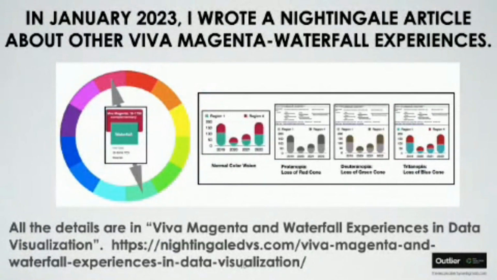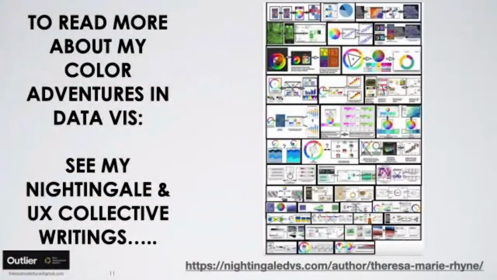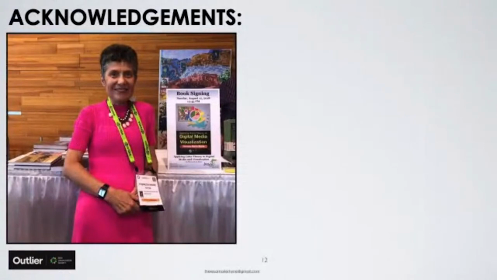Back in January 2023, I wrote a Nightingale article on some other Viva Magenta Waterfall experiences I had, and you can check it out by going to the Nightingale website. But there's more. I love to write about color, and I do it very often in Nightingale and another online journal called UX Collective. And here you can see a montage of various articles that I've written over the last 2 years. I've also written a book. It's called Applying Color Theory to Digital Media and Visualization, and it's published by CRC Press.